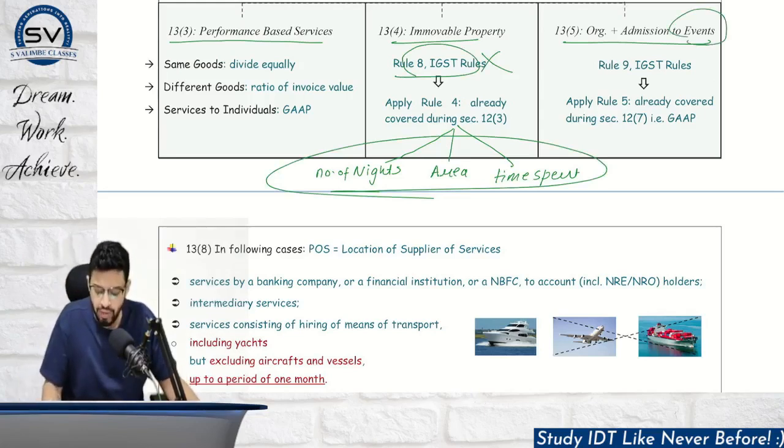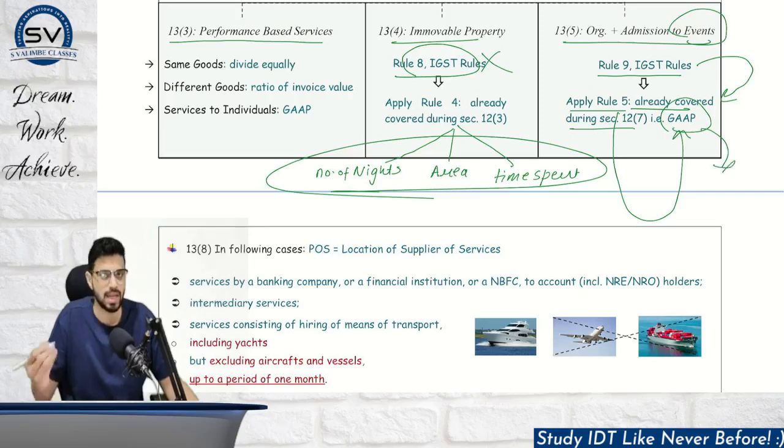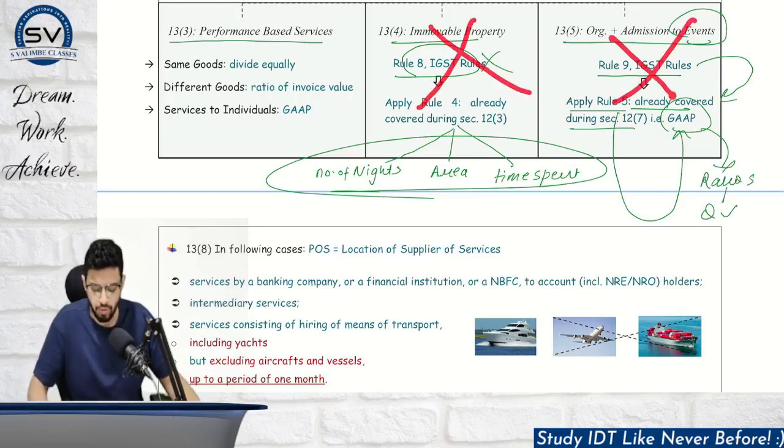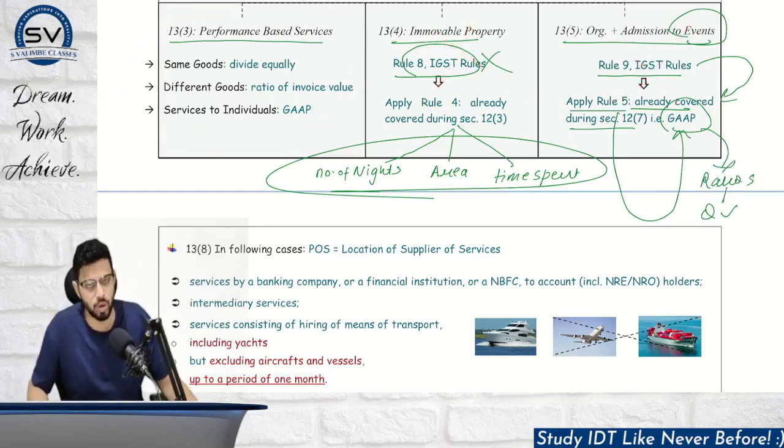Similarly, with respect to events, we have to apply rule 9, but rule 9 does not talk about anything new. It asks us to apply rule 5 that we already covered in 12.7, and rule 5 had talked about applying GAAP. GAAP means generally accepted accounting principles. These ratios will be given in your question. So this is nothing important. Focus is on this because here something new is going to come.